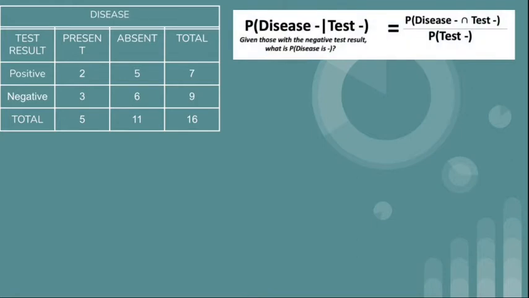So next, what is the probability that the disease is absent when the test is negative? How many is our outcome when the disease is absent? Right? 6. Then, how many is our outcome when the test is negative? Right? 9. It becomes 6 over 9.